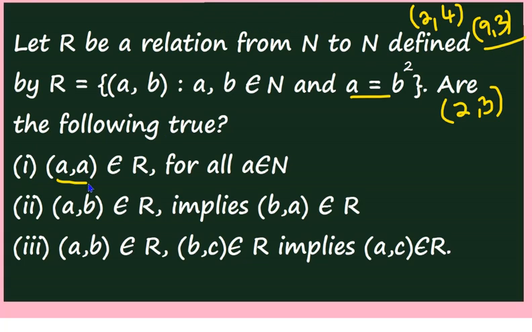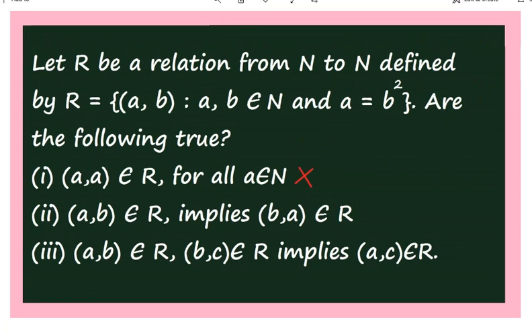Here the first result is (a, a) belongs to R for all a belongs to N. Whether (2, 2) is in R? (2, 2) is not in R because 2 is not equal to 2 square. Therefore, this result is false, and this is not true. The reason is (2, 2) does not belong to R. Similarly, (3, 3) also does not belong to R, and (4, 4) is also not in R. But only (1, 1) is there. Just check here. (1, 1) is in R because 1 equal to 1 square, right? And that's why here (2, 2) is not in R.